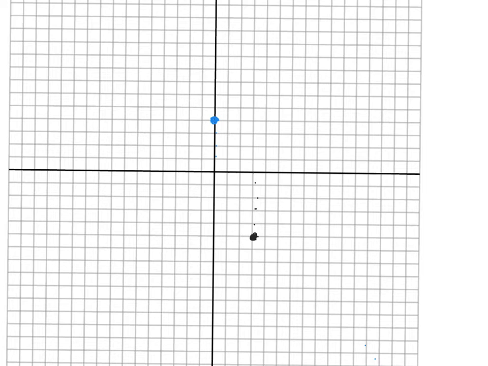I could have one that opens up. I could have one that opens down. I could have a wide one and a narrow one. So I need another point. Okay, so if I graph, and I'm going to dot in here my axis of symmetry, which is right here. That's my axis of symmetry.